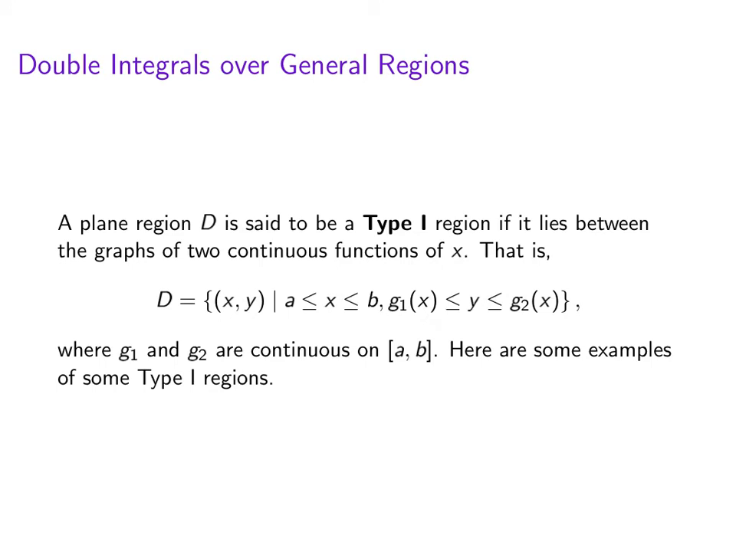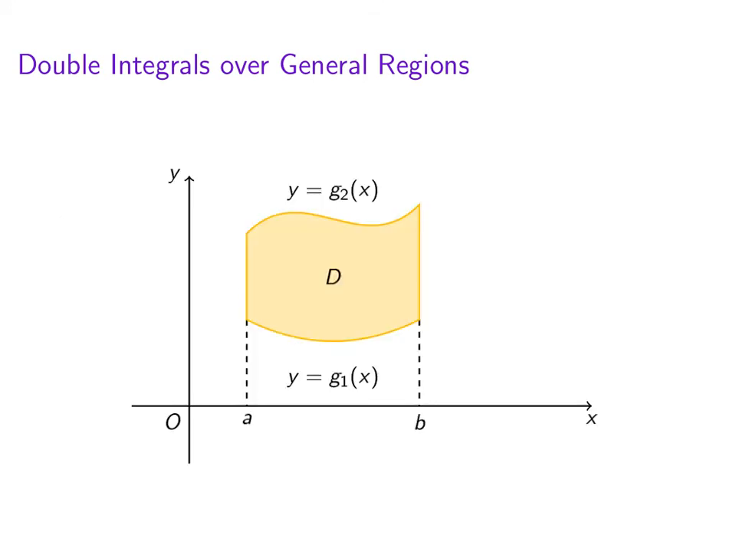Let's look at some examples of some type 1 regions. Here's a type 1 region. You see the upper and lower bounding curves. Here's another type 1 region. Again, you see an upper and a lower bounding curve. They are continuous functions, so those are nice curves. Here's another type 1 region. You've got an upper and a lower bounding curve.